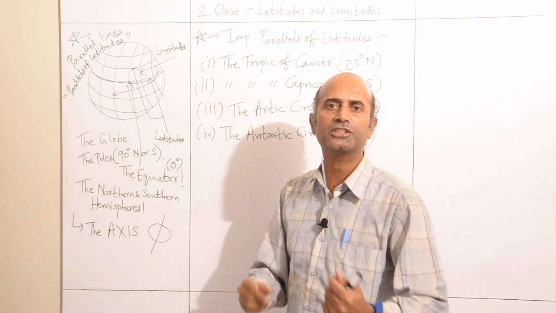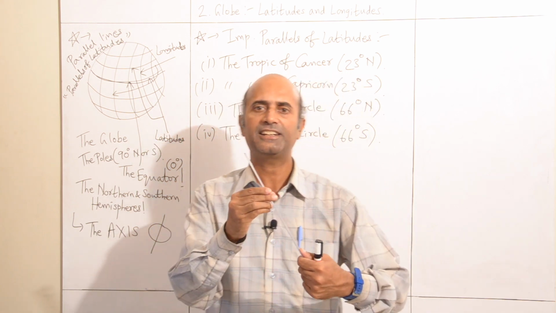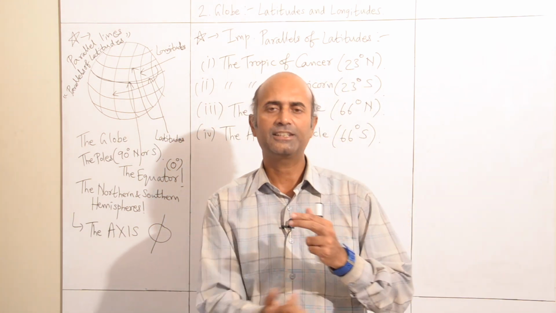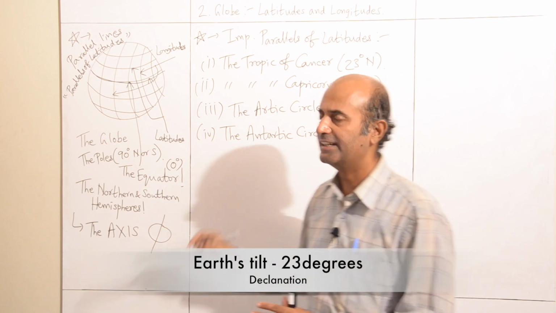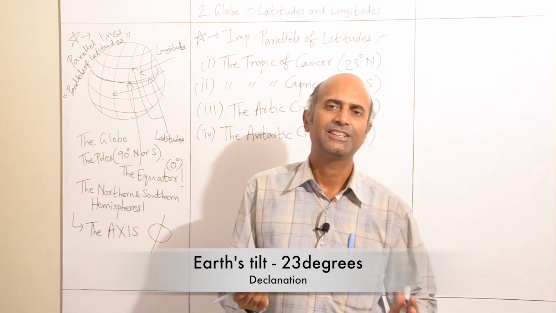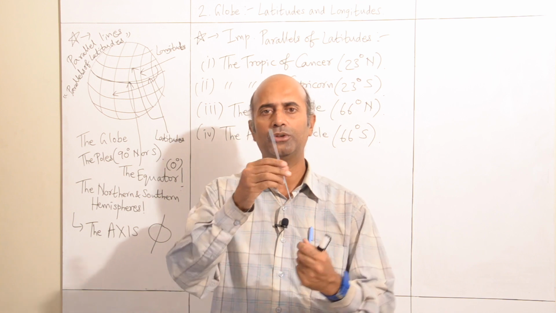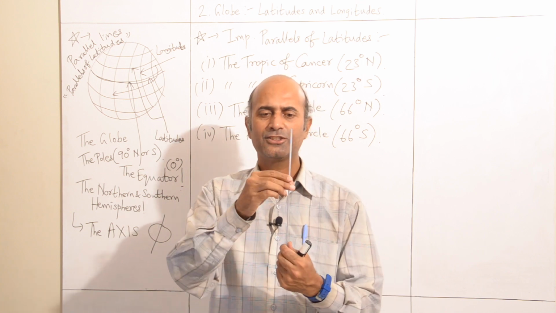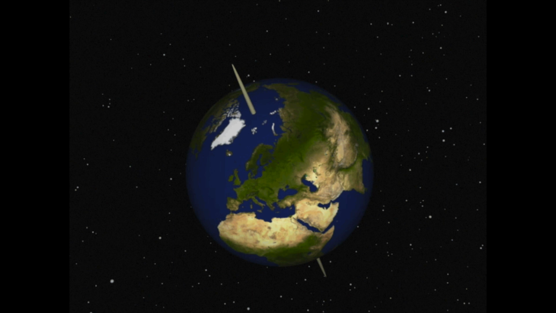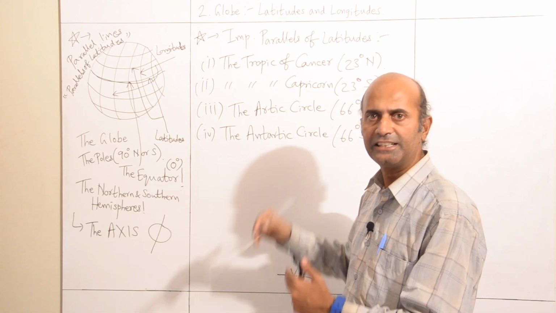The axis of the earth is not exactly 90 degrees, there's a slight tilt to it, and the earth is tilted slightly. The angle of tilt is around 23 degrees. That's also known as the declination, because we have the geographical north-south and we also have the magnetic north-south. But there's a slight tilt. The earth is slightly tilted and it's rotating and revolving on its tilted axis.